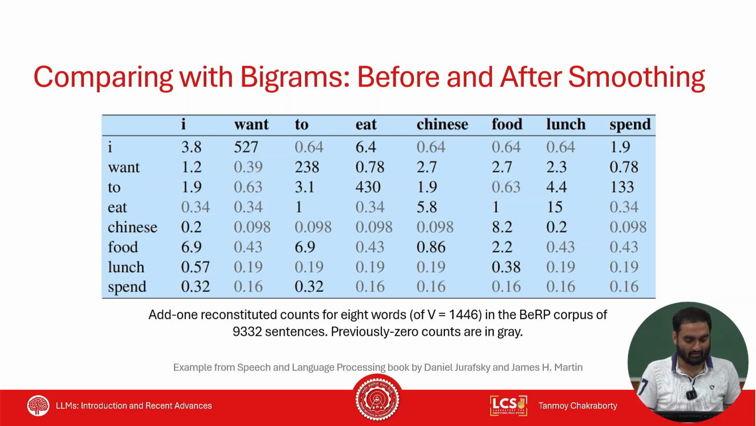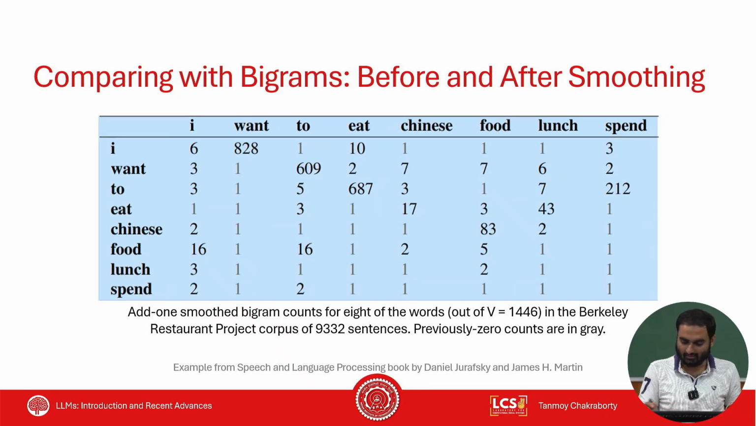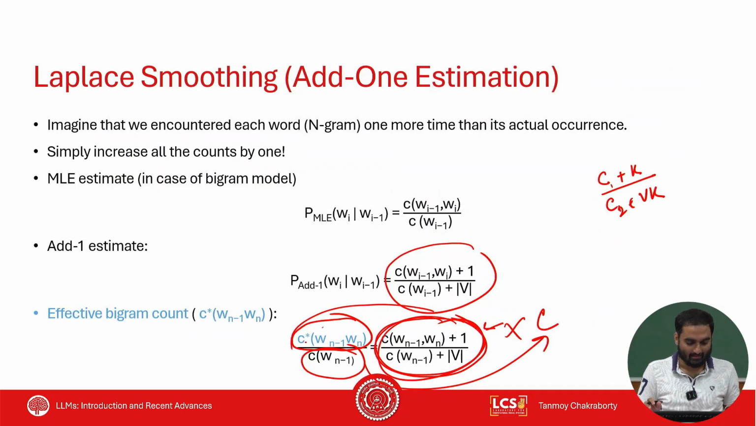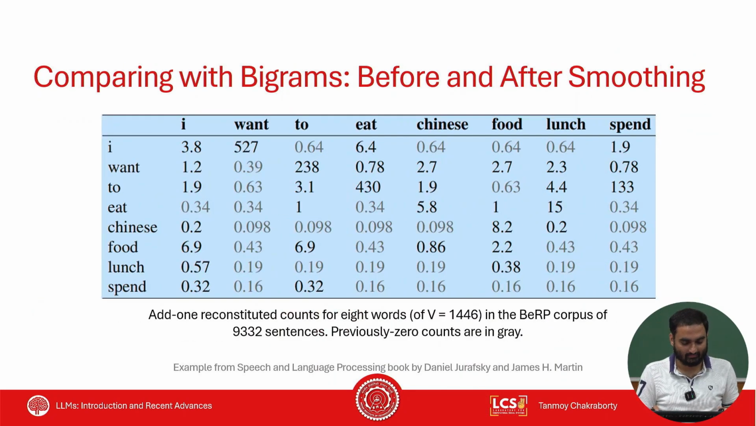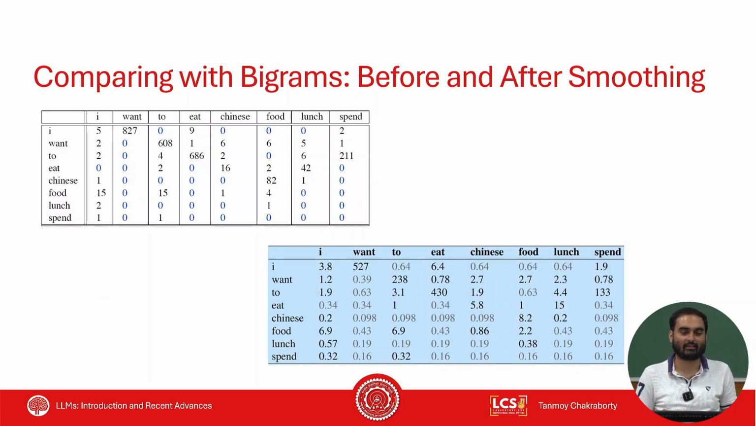Just look at this table and try to remember it briefly. This is the table after adding 1, and this was the initial bigram count table. You see a lot of zeros, right? And this is my new bigram count table. Let's compare these two tables side by side. Earlier there were lots of zeros. Now you see there is no zero here. But there are some issues.